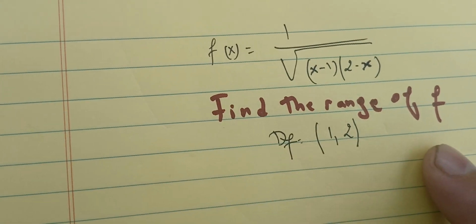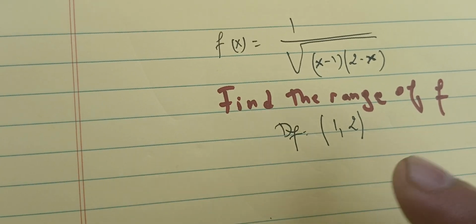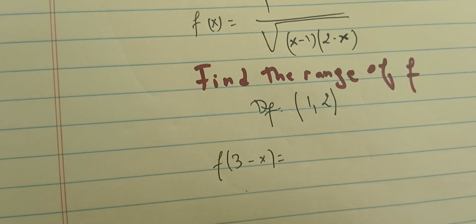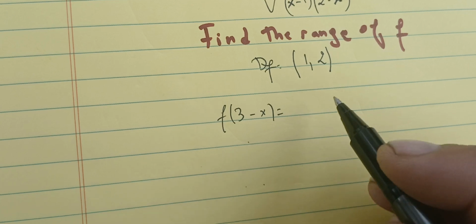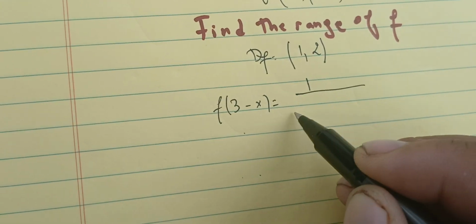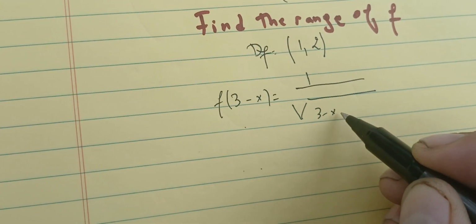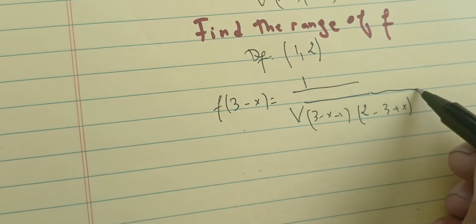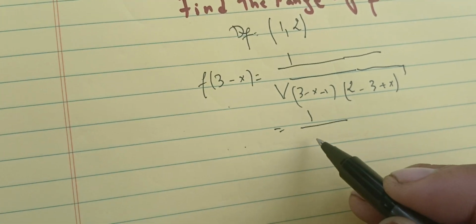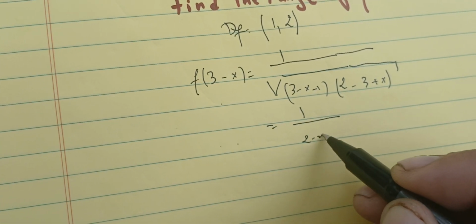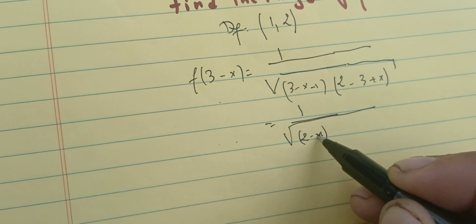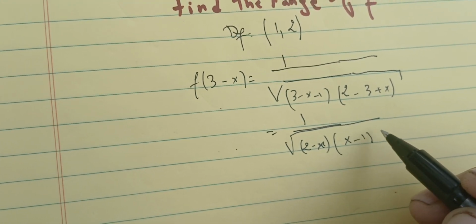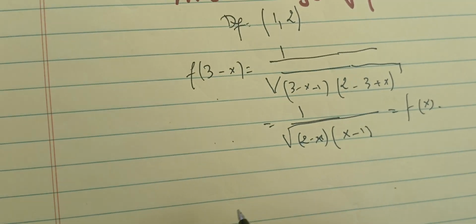One key idea that we can use here is that we can compute f of 3 minus x. We can do that, and we see that we have 1 over the square root of (3 minus x minus 1) times (2 minus 3 plus x). So this gives us 1 over the square root of (2 minus x) times (x minus 1). And this is the same as f, our function.